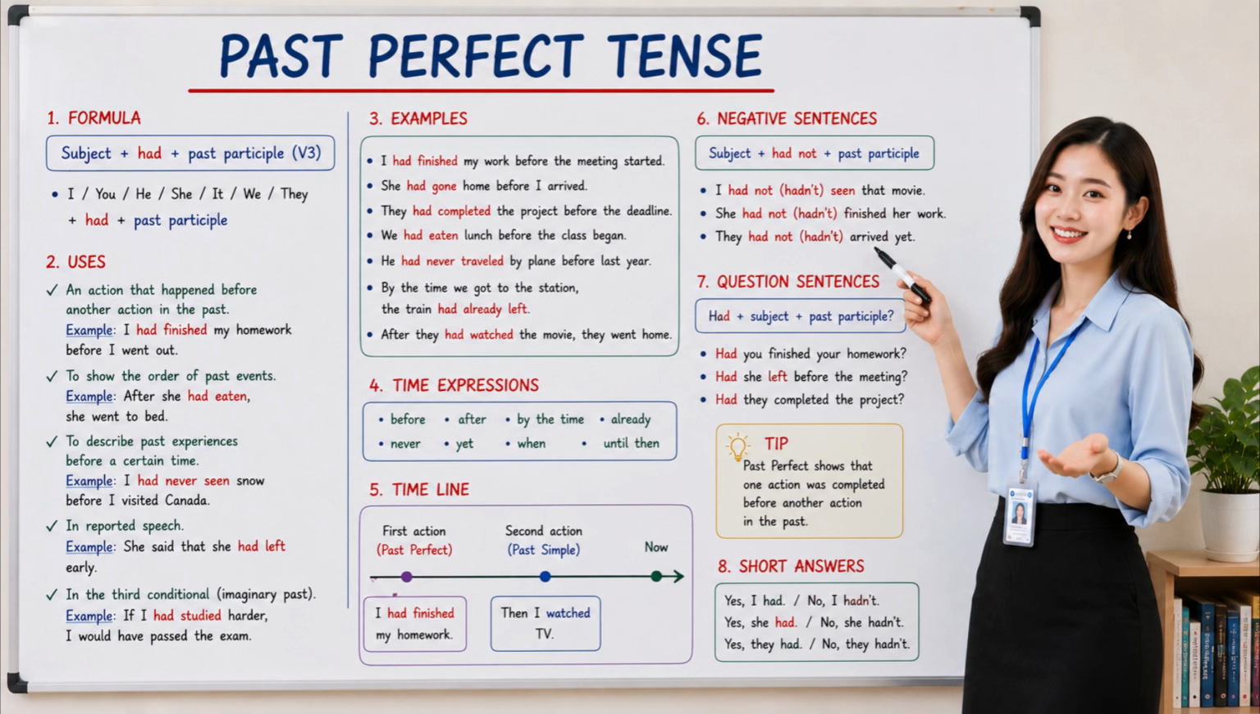More example sentences. I had studied English before I started university. She had completed the report before the meeting began. We had finished dinner before the guests arrived. They had saved money before buying a new house. He had repaired the car before the trip.